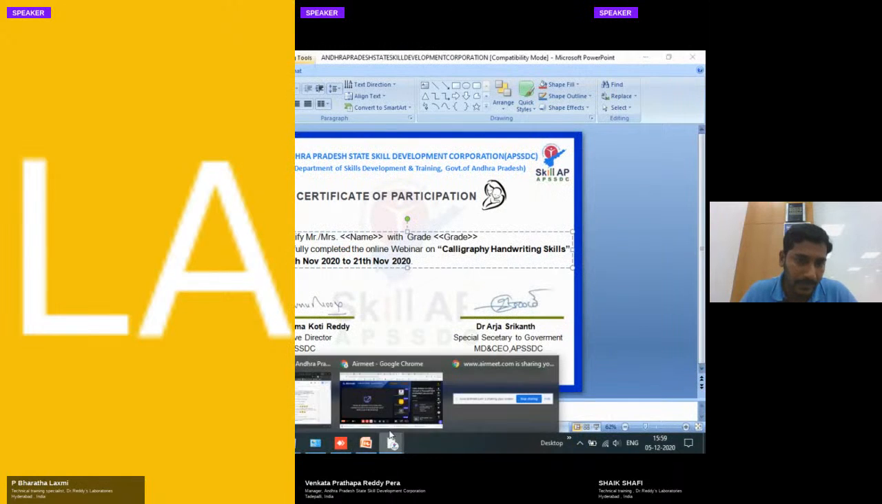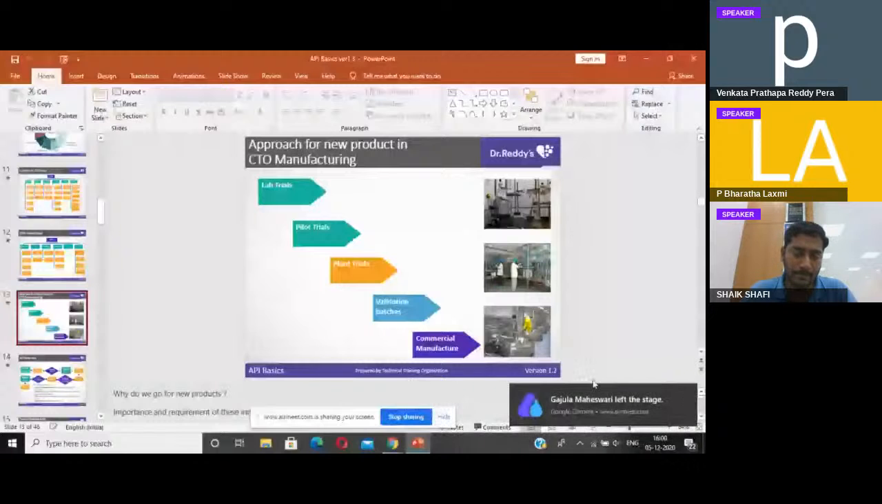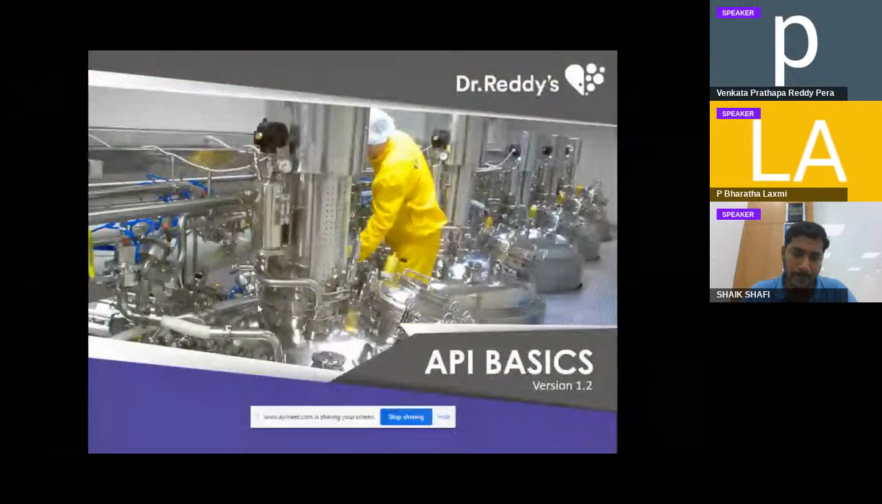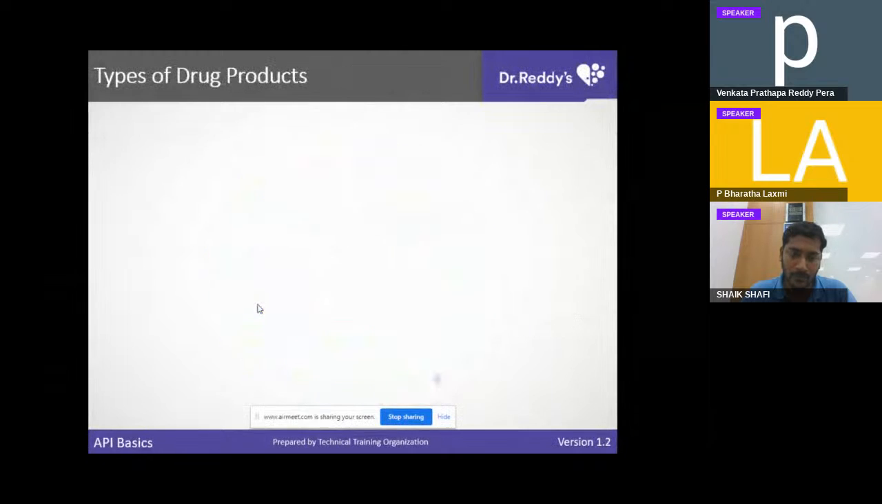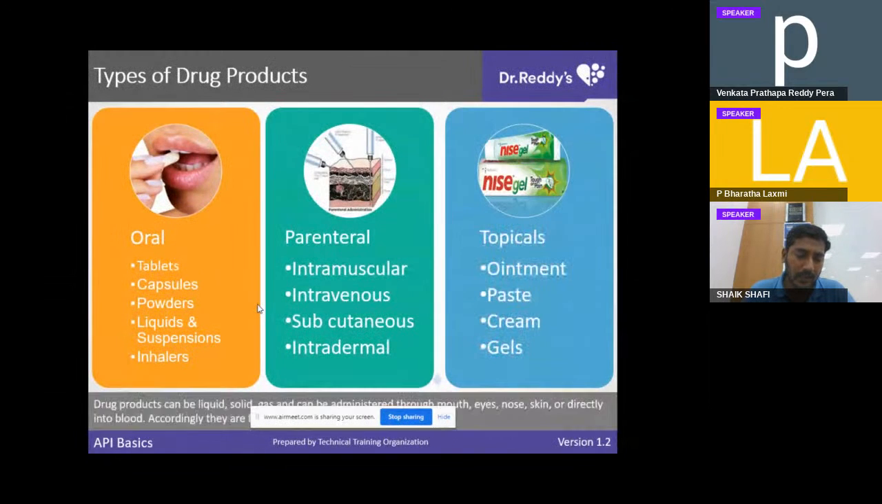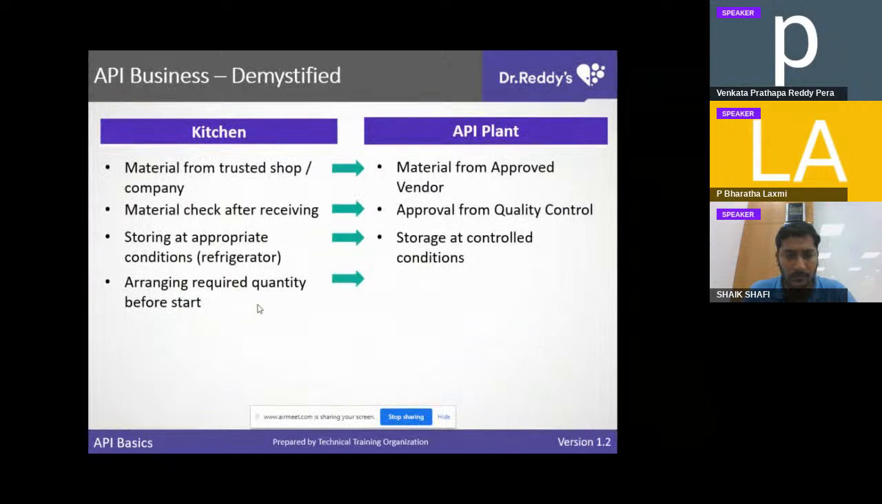Hope Lakshmi. Yes, Shafi, we are with you. Any questions? Team, any questions so far? Hope you guys are understanding. So lab trials, plant trials, validation batches. So give 5 minutes time if you have any questions. Any questions you can drop in the chat box.